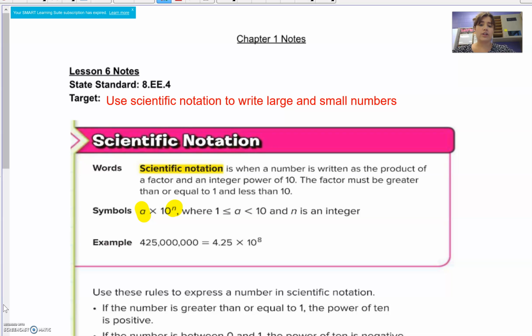So if you look down here at our symbols, I have A highlighted. That's our factor. That can be any number between 1 and 10. Okay, it can't be greater than 10. It can't be less than 1. That's important to remember. The integer power of 10 that it's talking about is N, that's highlighted right here. N can be any integer, so that means 2, 5, 6, 7, 8, 9, 100, 15. Any integer.